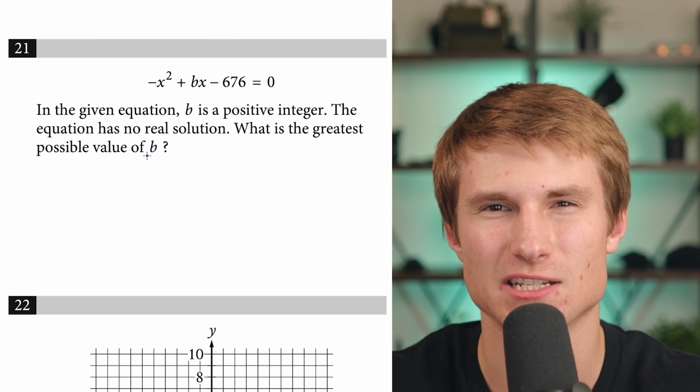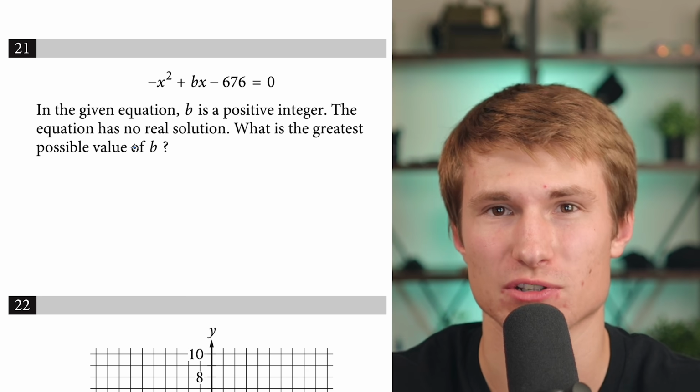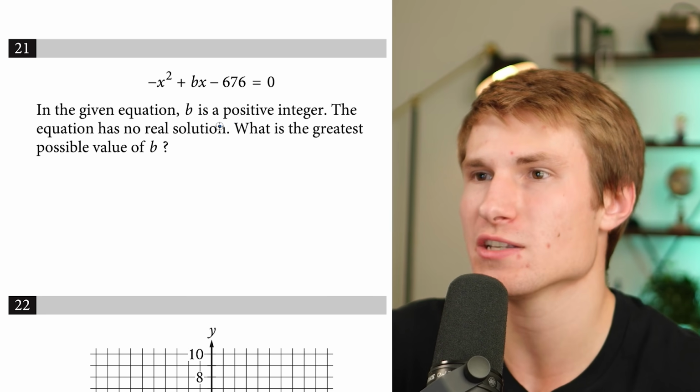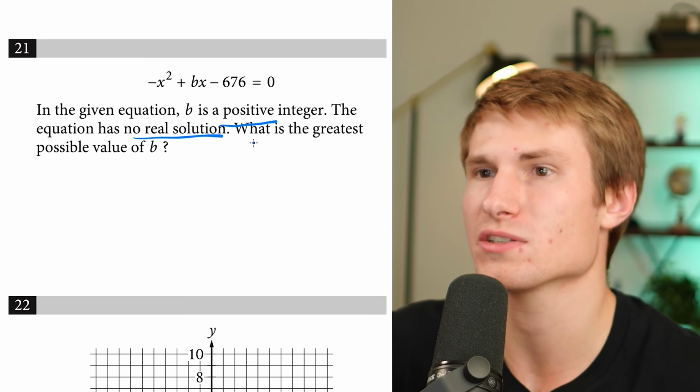Here's how to solve this SAT math question that deals with an equation that has no real solution. In question 21, it says in the given equation, b is a positive integer. The equation has no real solution. What is the greatest possible value of b?